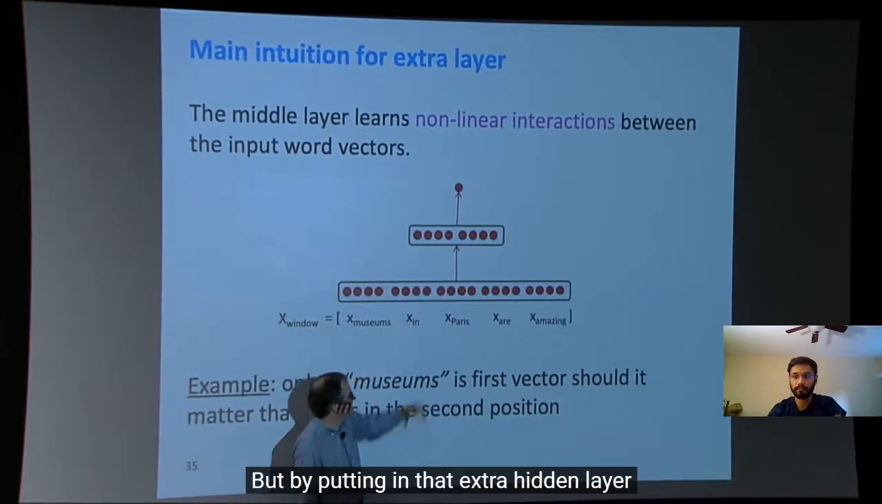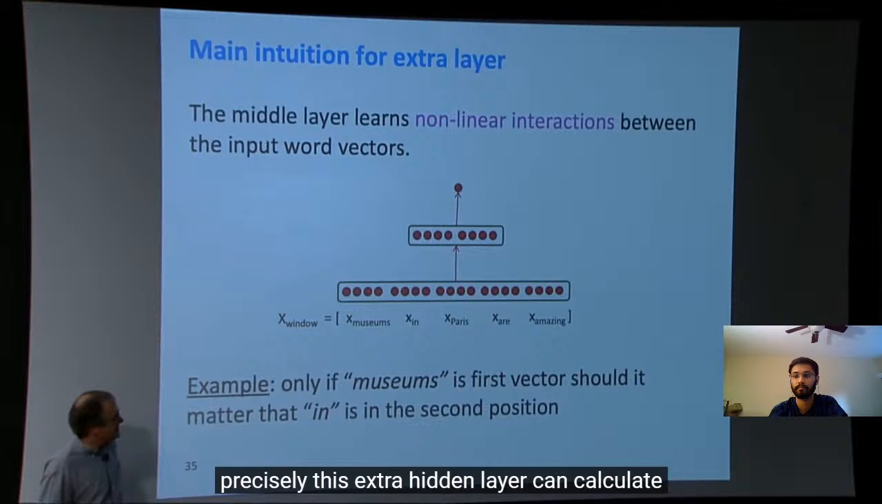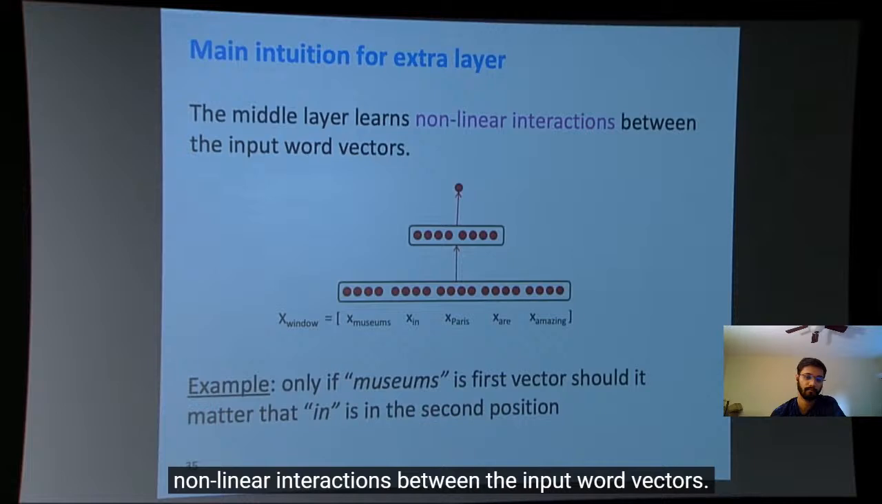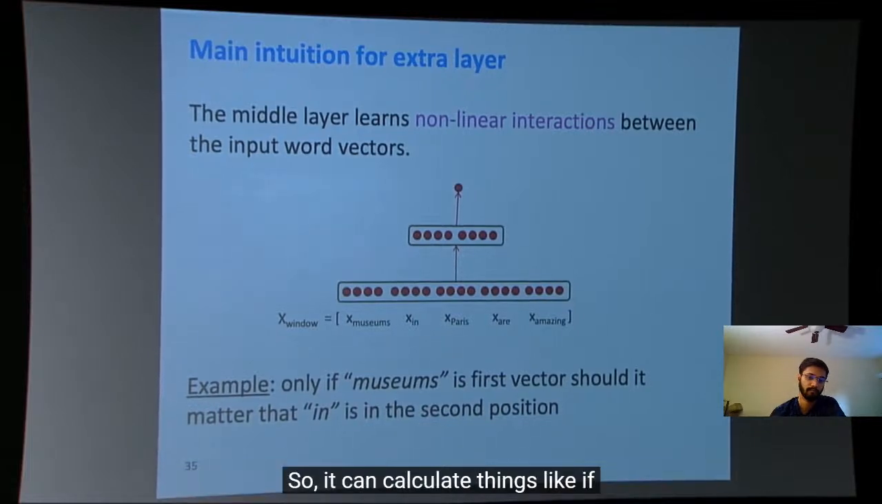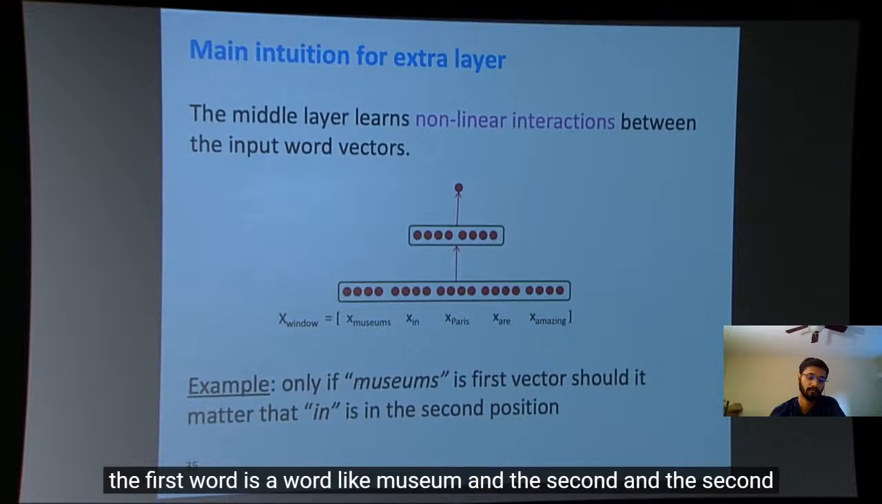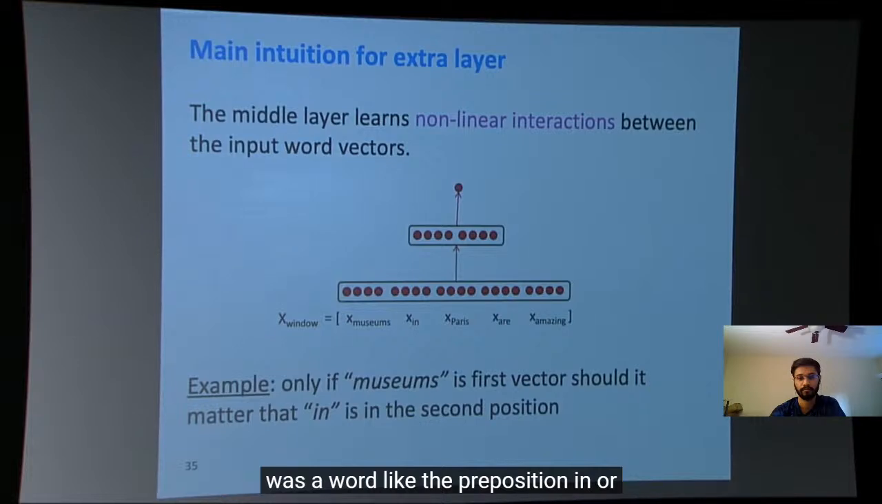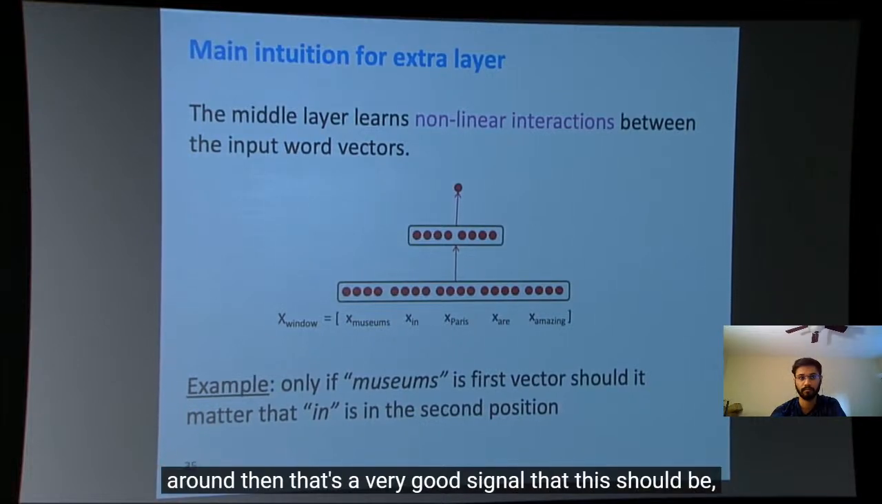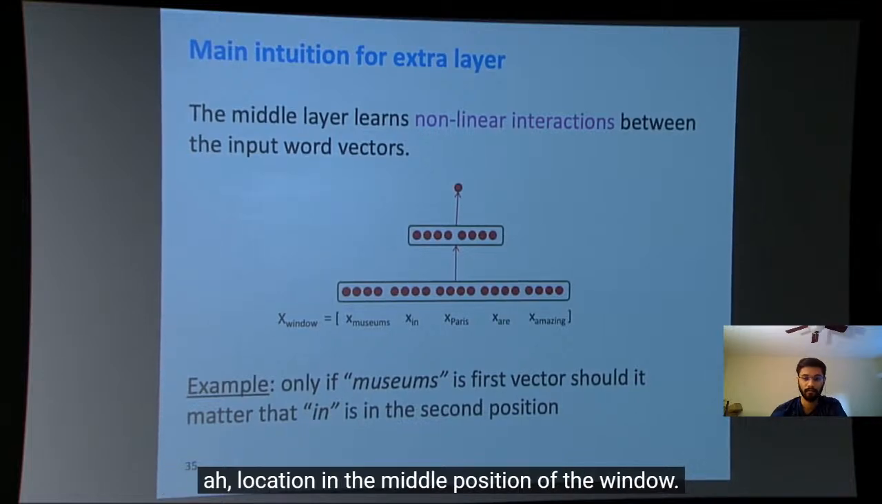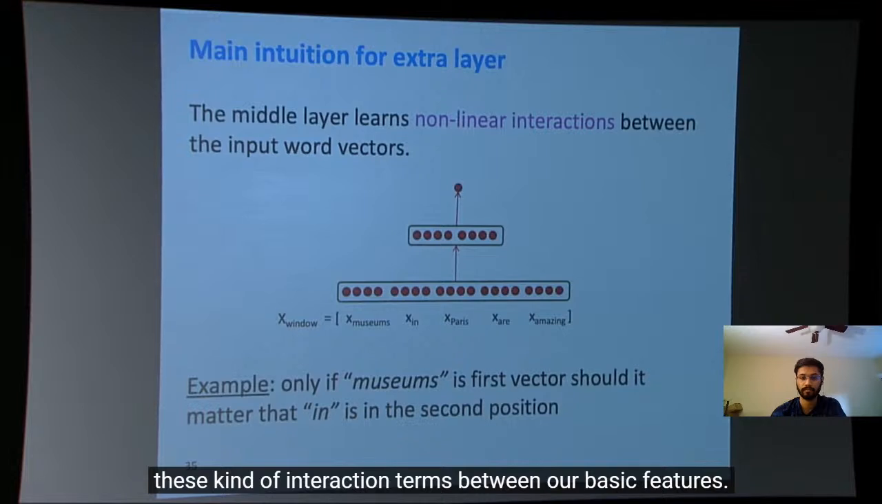But by putting in that extra hidden layer, precisely this extra hidden layer can calculate nonlinear interactions between the input word vectors. So it can calculate things like if the first word is a word like museum and the second word is a preposition like in or around, then that's a very good signal that this should be a location in the middle position of the window. So extra layers of a neural network let us calculate these kinds of interaction terms between our basic features.